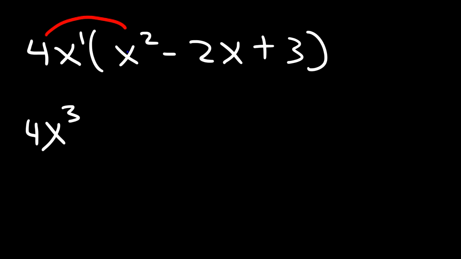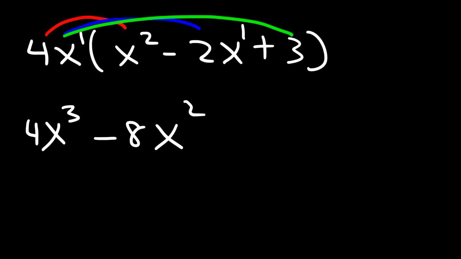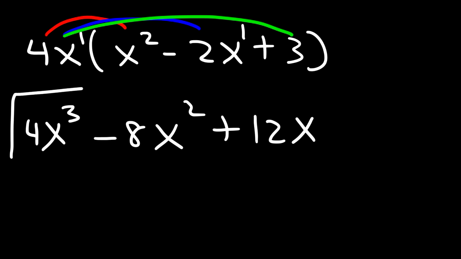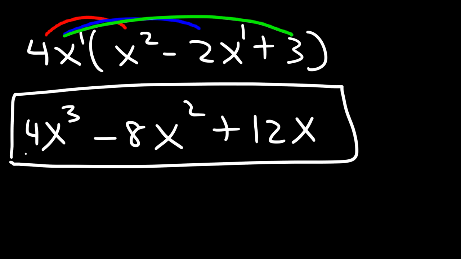Next, let's multiply 4x times negative 2x. 4 times negative 2 is negative 8. And then x to the first power times x to the first power is x to the second power. And finally, 4x times 3, that's going to be 12x. And so that's it for that problem.